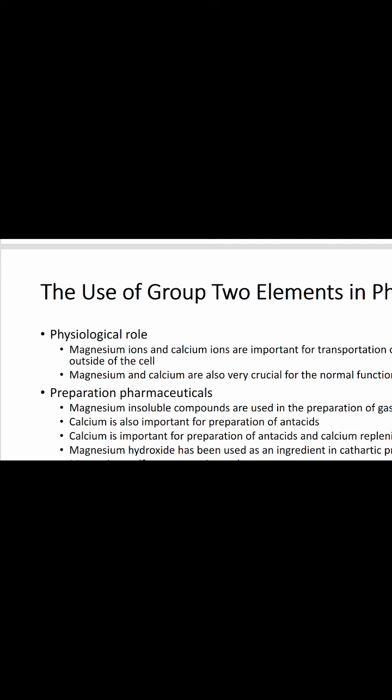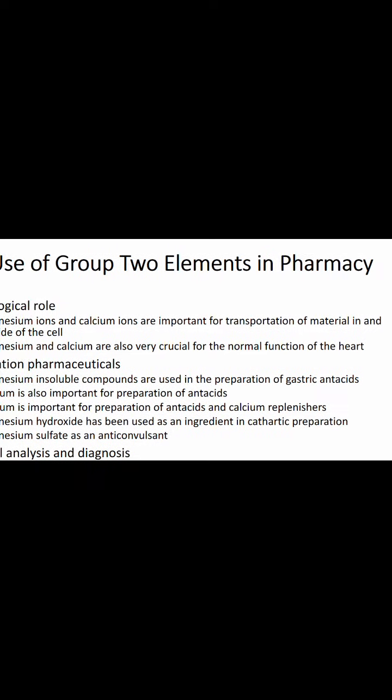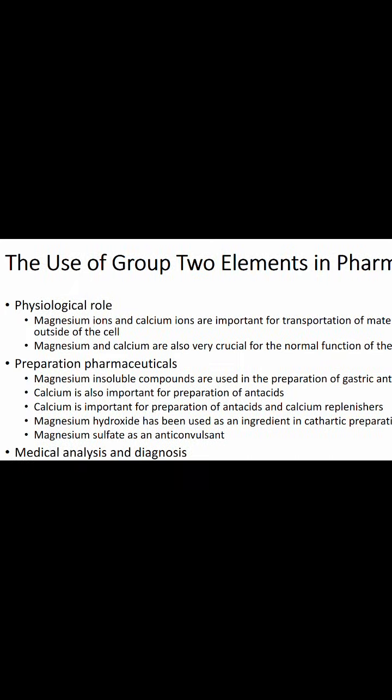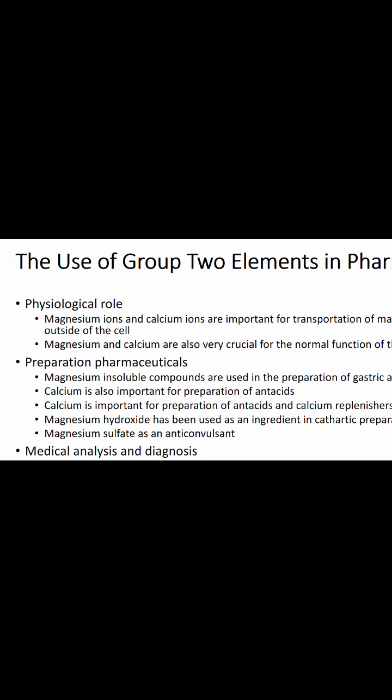For instance, we have magnesium and calcium, ambazo mara nyingi these ones are very important in transportation of material in and outside the cell. Cell iko pale, inahitaji kupata material from in kwenda out au out kwenda in, inategemea magnesium na calcium. So this is very important. Lakini pia calcium physiologically inafanya kazi nyingine pia kwenye mifupa.